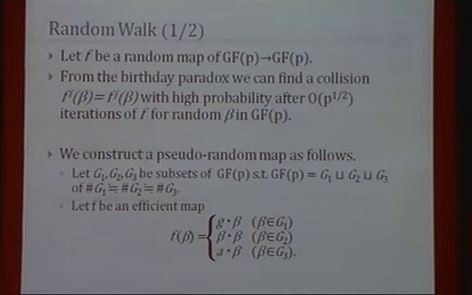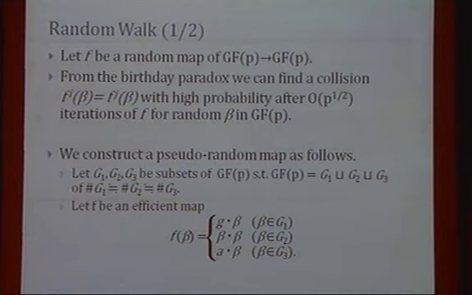How can we construct such a pseudo-random map? And this map is quite an efficient map. So we divide the finite field into three parts: G1, G2, G3, and their cardinalities are almost the same. And they are disjoint. So we say G equals G1, G2, G3, a disjoint union of three subsets.